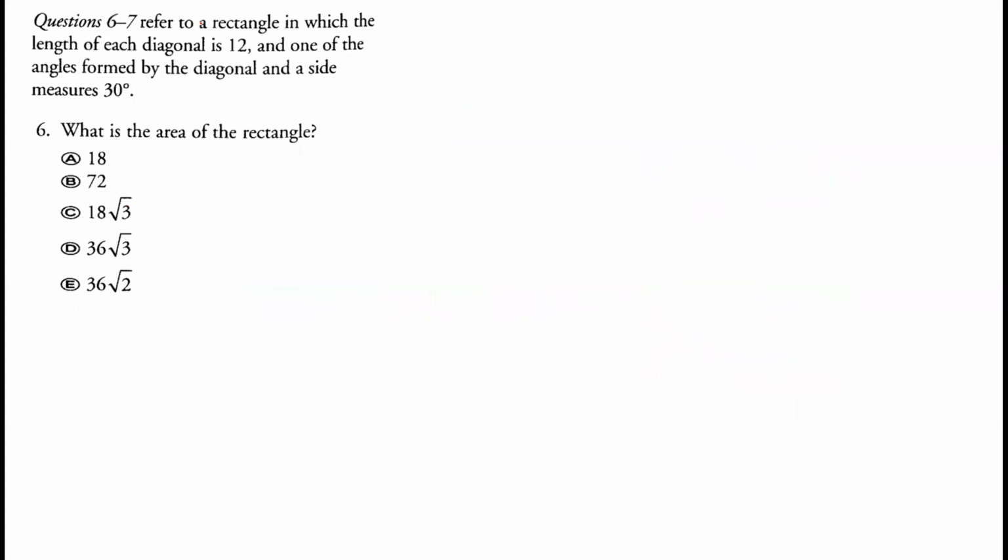Now questions 6 to 7 refer to a rectangle in which the length of each diagonal is 12. This is your rectangle and the diagonal length is 12. One of the angles formed by the diagonal and a side measures 30, so this is your 30 degrees. What will be the opposite side, and what will be the adjacent side? What is the area of the rectangle? Obviously we need to find the length and breadth, or opposite and adjacent. We need to find these two lengths.